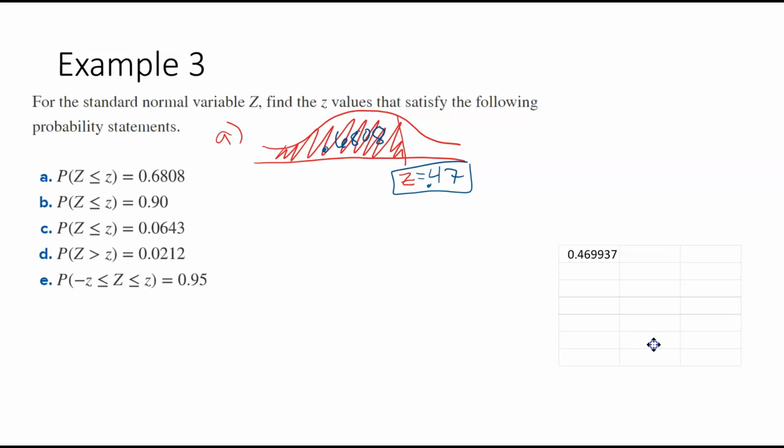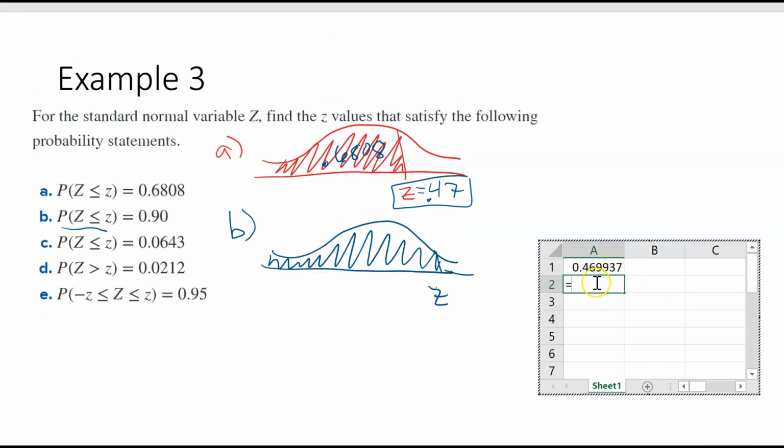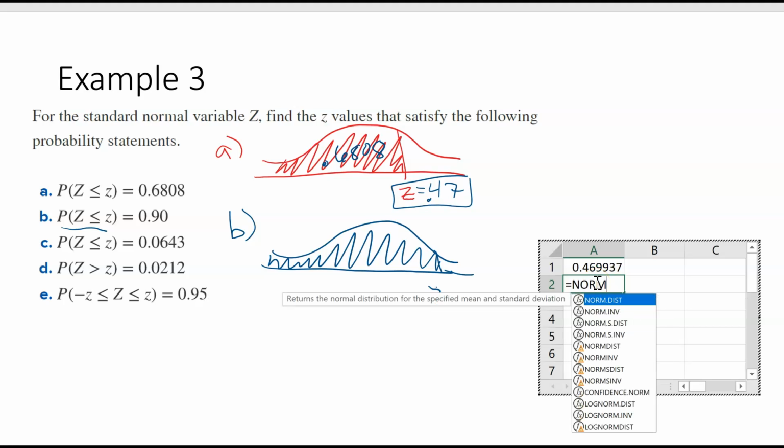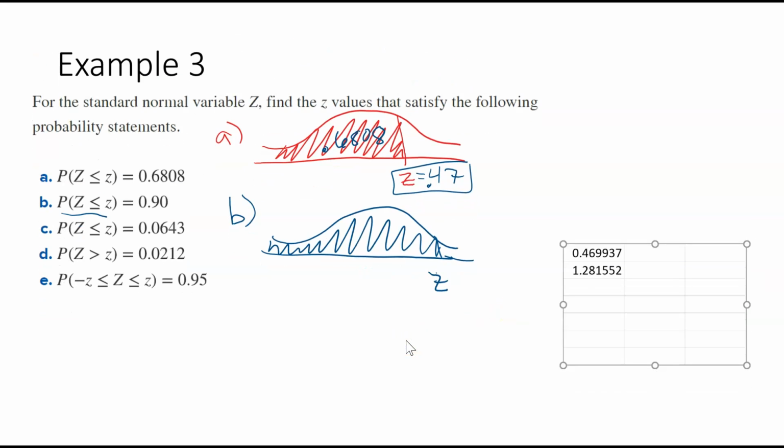So now let's look at B. B is still less than or equal to, and now it's 0.9. That's kind of a lot, right? Remember the whole thing is 1. So we're trying to find this z-score here. It's the same idea because it's already to the left. And again, norm.inv because we have a probability, 0.9, our mean, and 1. And we get 1.28.